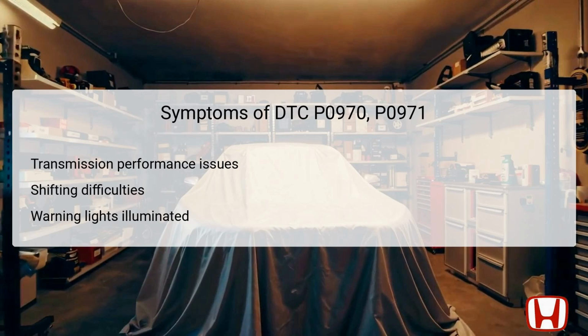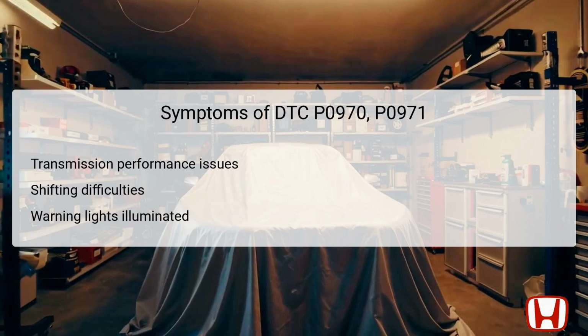When the DTCs P0970 and P0971 are present, drivers may experience several noticeable symptoms that indicate a malfunction in the CVT system. One of the most common issues is irregular transmission performance, which may manifest as difficulty in shifting or unusual delays in acceleration. Drivers might notice harsh or inconsistent shifts, leading to an overall uncomfortable driving experience. Additionally, the check engine light or similar warning indicators on the dashboard may illuminate, providing a direct signal that there's an anomaly in the driving system.